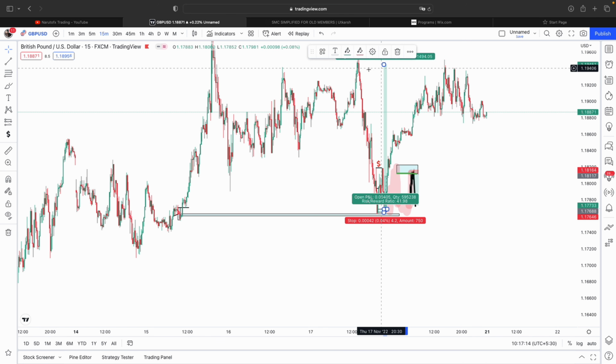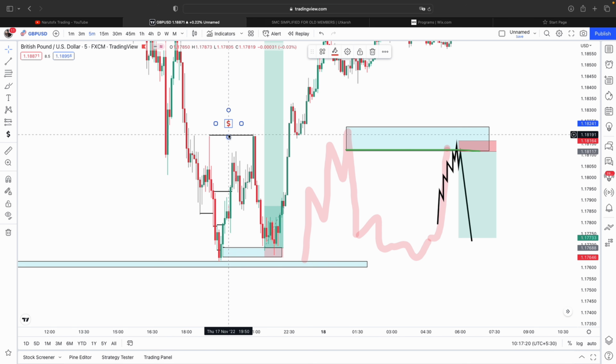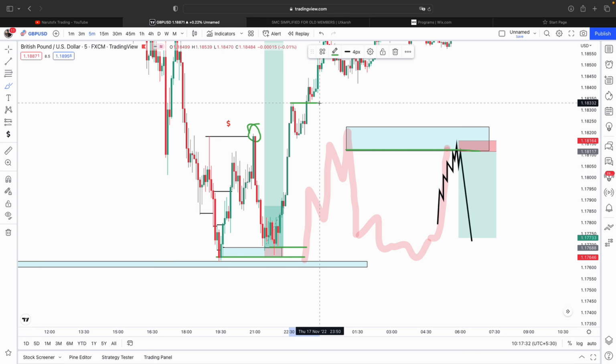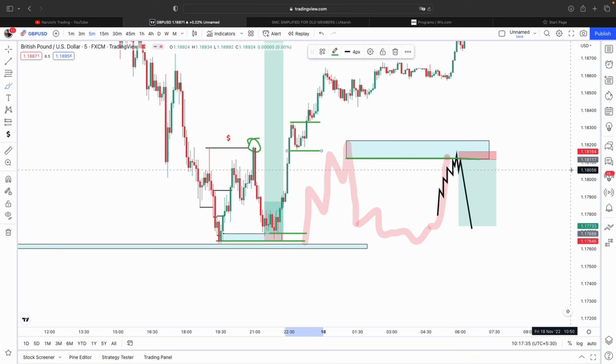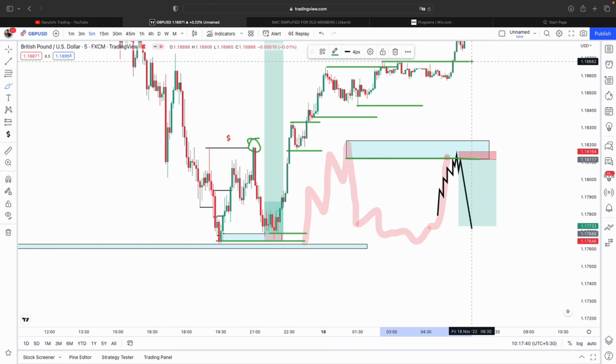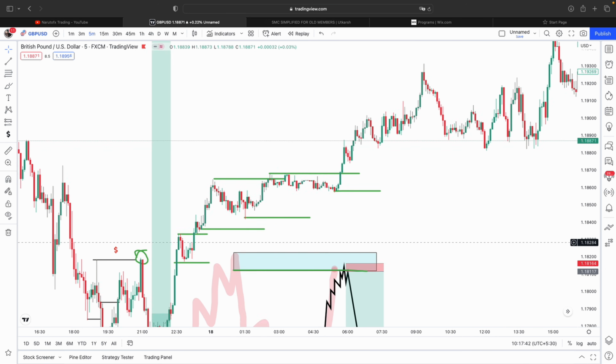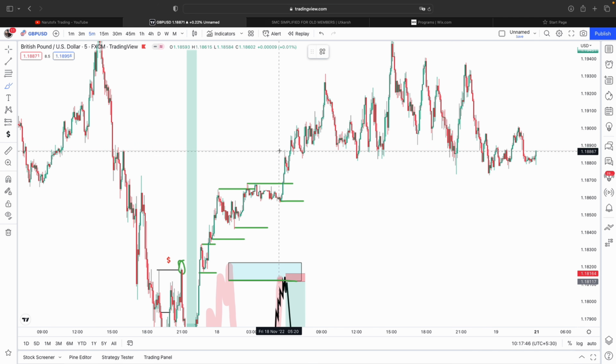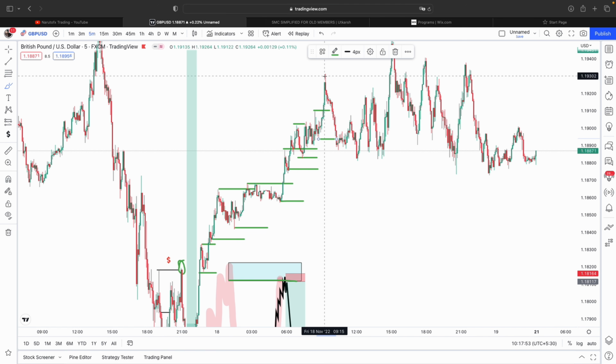So if you have entered on this trade, how to manage risk? You will go break even when the high breaks. Now this high is broken, you will move your stop loss from here to here. Now this high is broken, your stop loss will be here. So that's how you manage a proper trade. And now finally you can book your take profit from this demand zone.